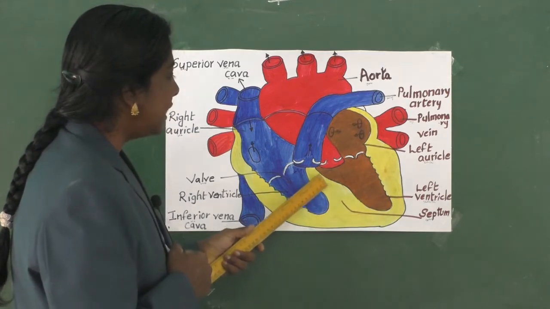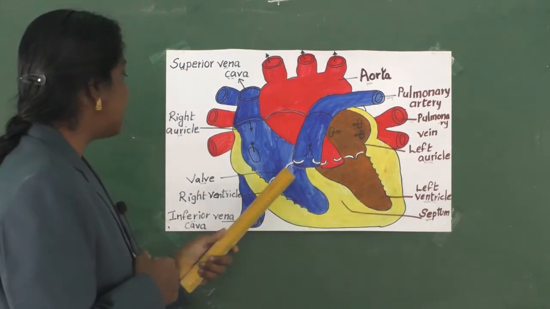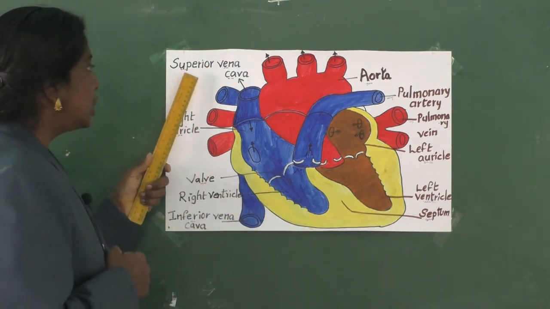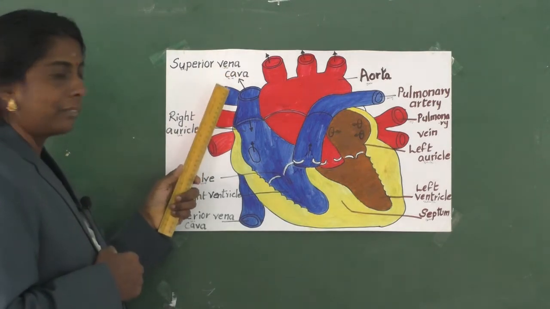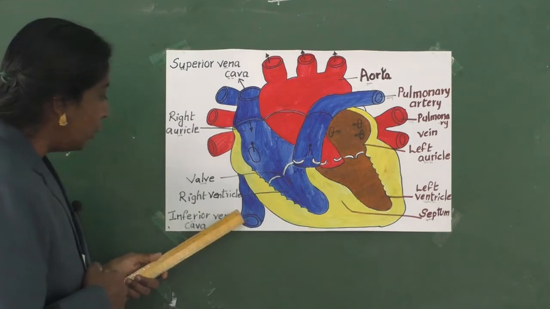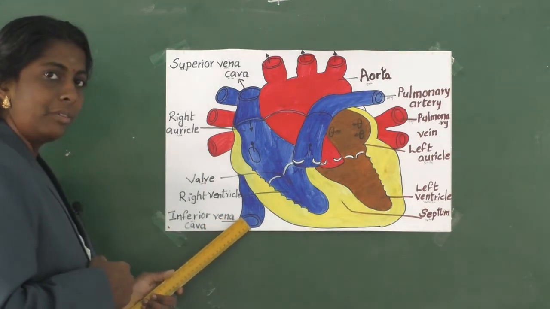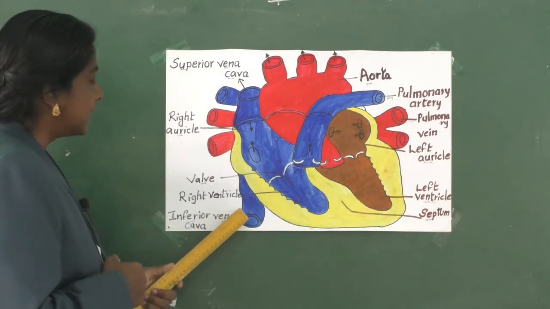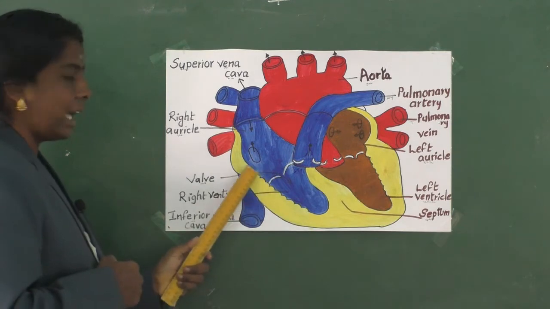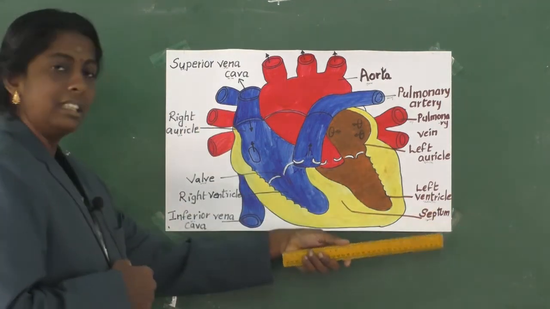Then you can see here a septum. Next thing, here is the superior vena cava, and down here the inferior vena cava. Clear? Yes. Next thing you can see a big valve. Clear? So this is what we learned about the human heart structure.